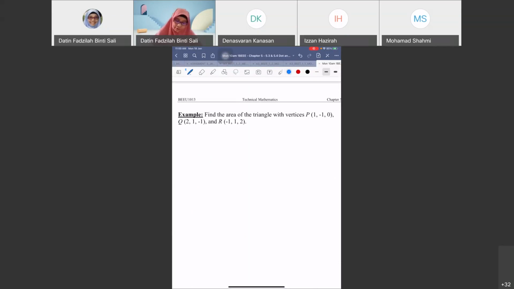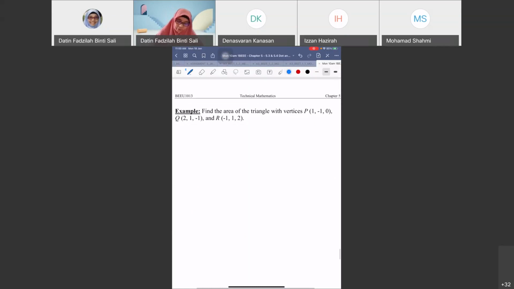So let's do this. You want to find the area of a triangle with vertices. Let me just roughly show you. If we want to sketch this, we have the X, Y, and Z axes.